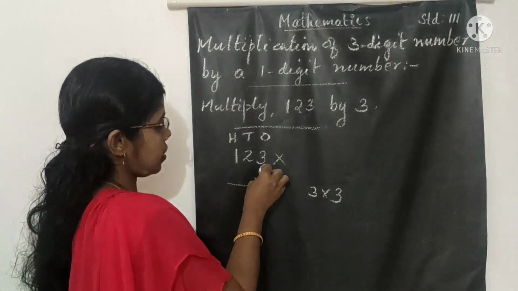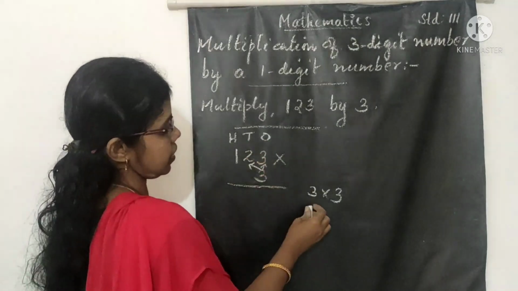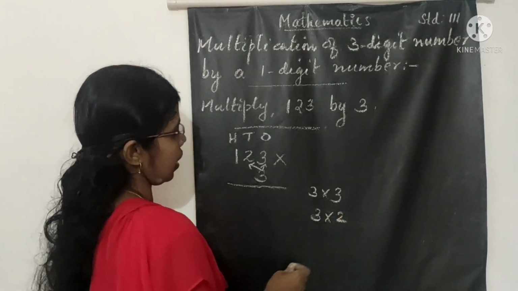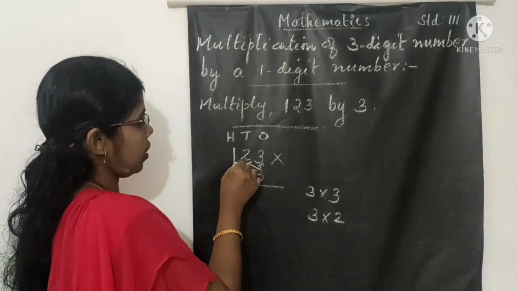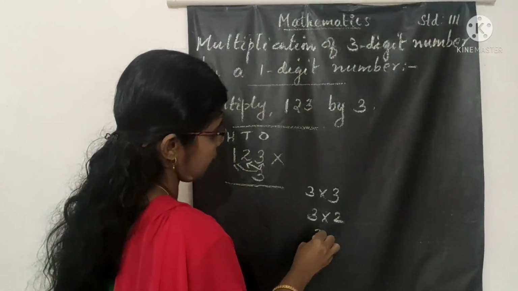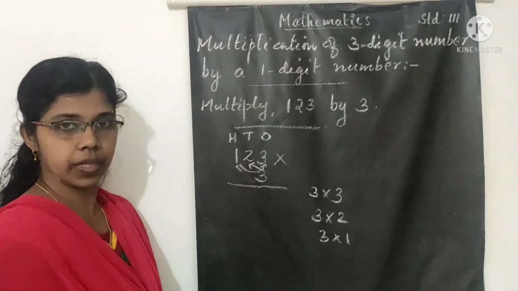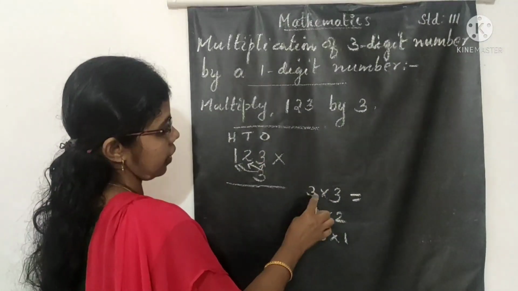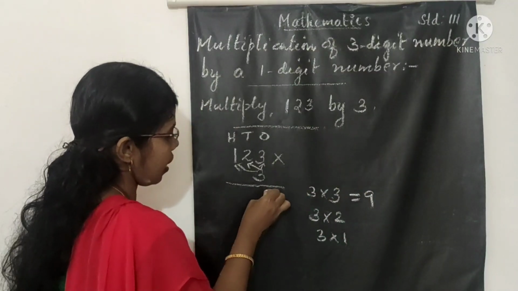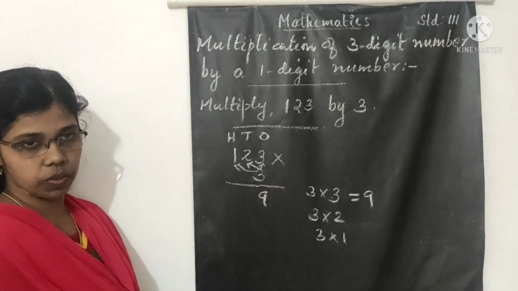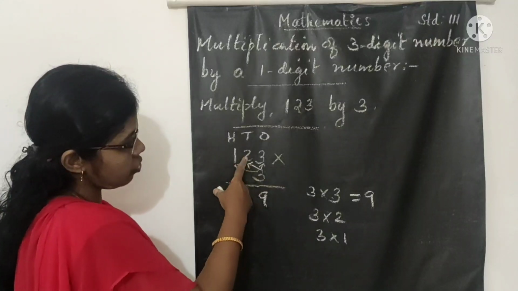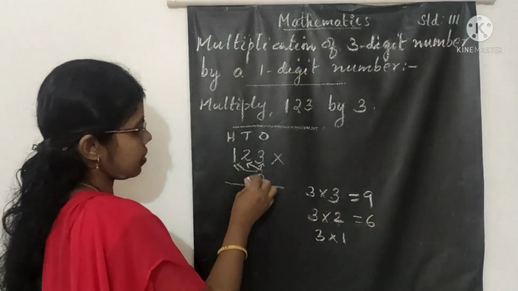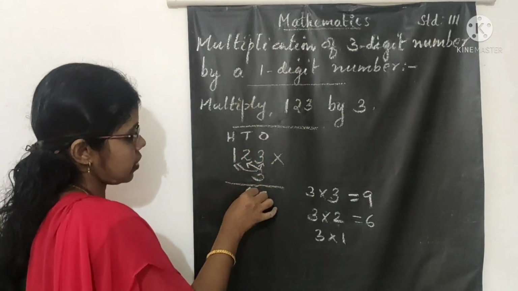Next, this 3 with the tens place. That is 3 into 2. Next, this 3 with the 1. Simply multiply 3 into 3. 3 into 3 is 9. That 9 ones, write in the ones place. Next, 3 into 2, 3 times 2, that is equal to 6. That 6, write in the tens place.